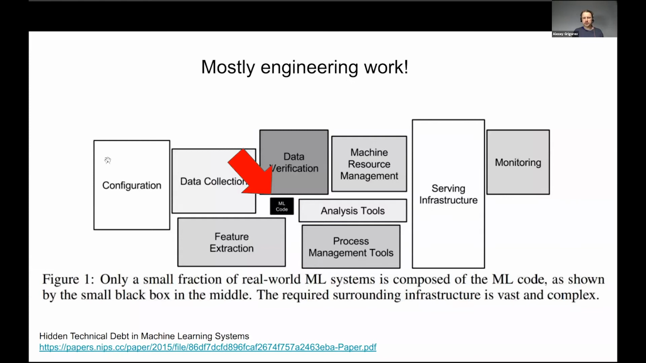In fact, this is a well-known fact. There is a paper from Google called Hidden Technical Debt in Machine Learning Systems. This is quite a famous picture from that paper that shows that the core in a machine learning system, the core with the actual machine learning, is very small. And all the rest is infrastructure and engineering stuff that has little to do with the actual model, right? There is a lot of engineering work that needs to happen for a machine learning model to be successful.